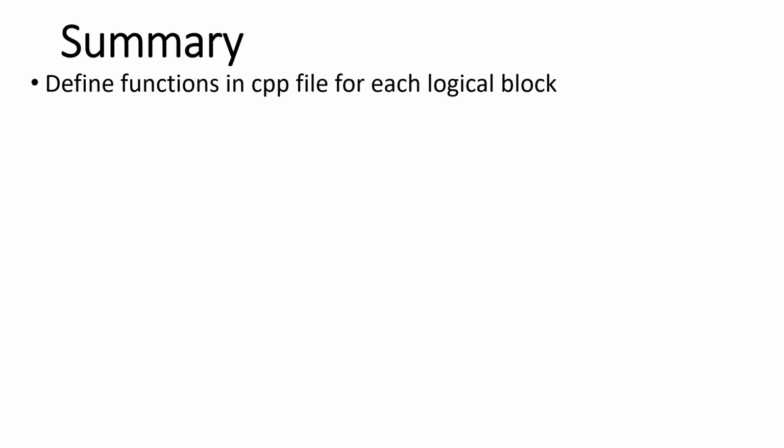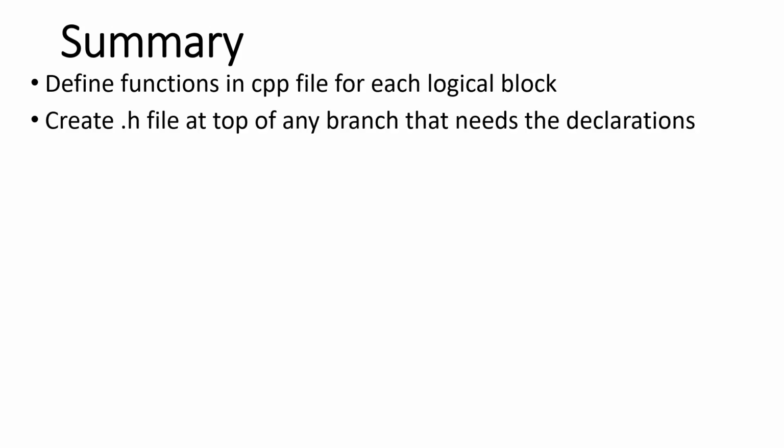So the summary: define your functions in CPP files for each logical block. Create an H file at the top of any branch of that tree that needs those declarations. Don't fall into the trap of always just sticking everything in one file at the top of the tree, because that's not always the best. Sometimes you might have things halfway down the tree that are only used by things further down the tree, so put it there. But it has to be above them.